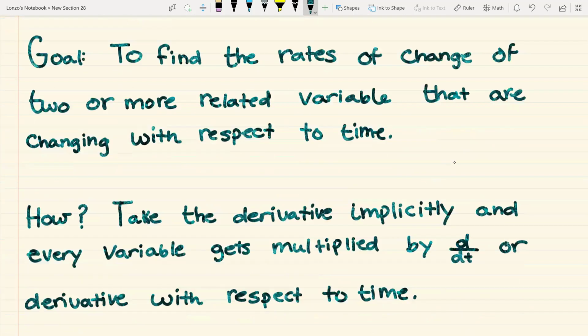Usually you take the derivative implicitly. If you need to review implicit differentiation, go ahead and check out my video on implicit differentiation. Every variable gets multiplied by d over dt, or basically you just have to take the derivative with respect to time.